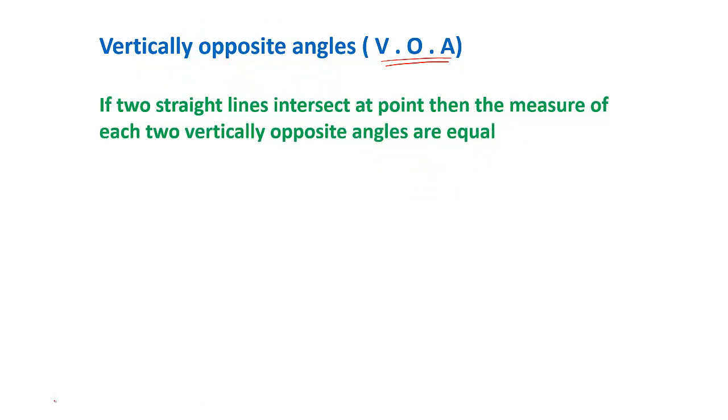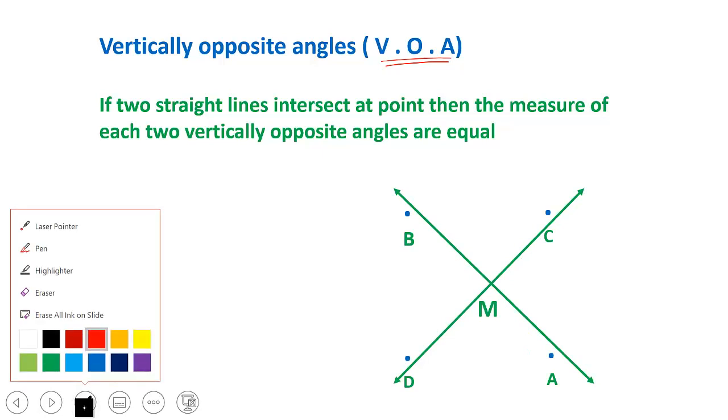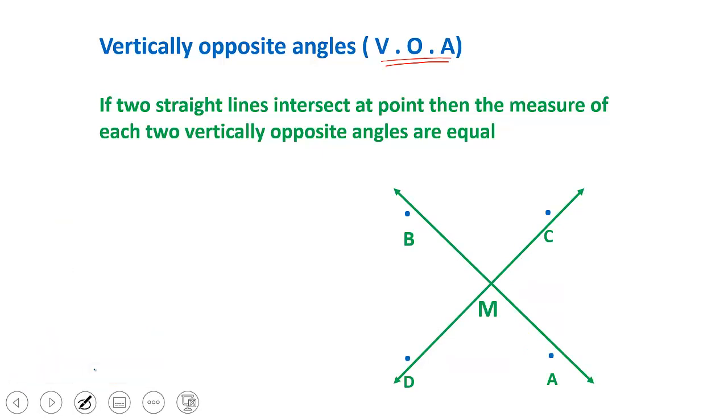If 2 straight lines intersect at a point, then the measure of each 2 vertically opposite angles are equal. So, if I have 2 intersecting lines, as you can see, resulting from this intersection, I have 4 angles formed. Angle 1, 2, 3, and 4. Here I have 4 angles formed. Each 2 opposite angles to each other are going to be equal.